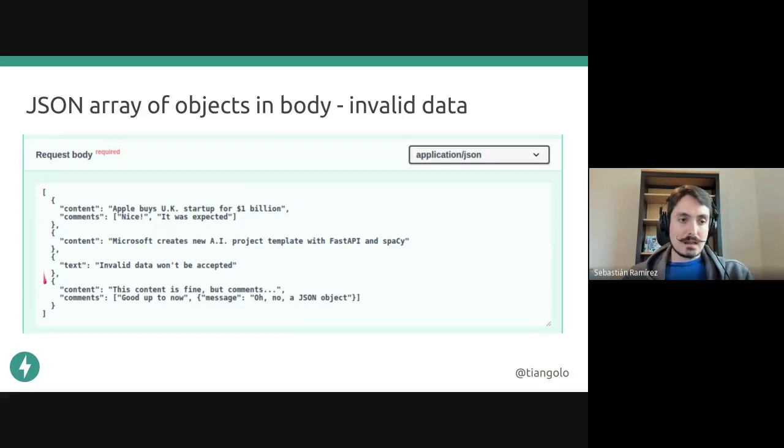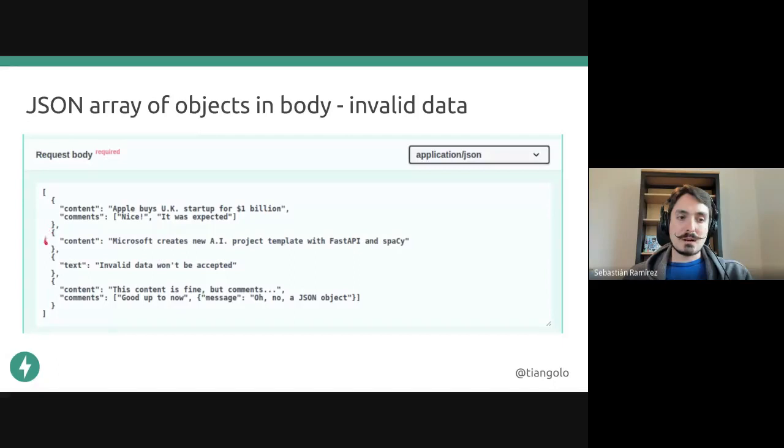So this is a JSON array, the equivalent of a list, so that's fine. The first one is a dictionary or a JSON object, that's fine. It has a content, which is a string, that's fine. And it has comments, which is a list of strings. That's what we declared, so this part is valid.